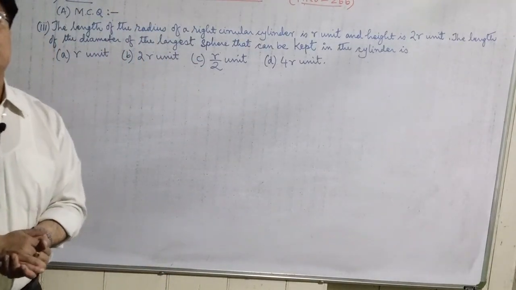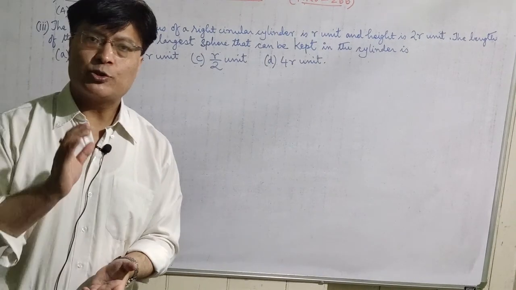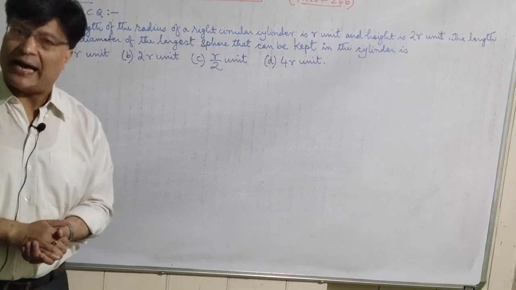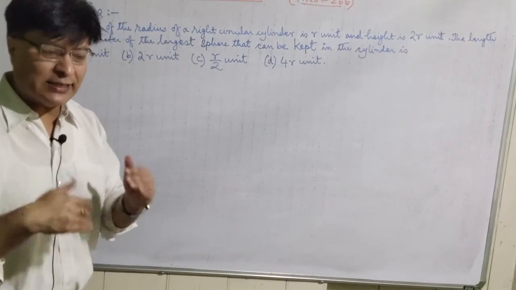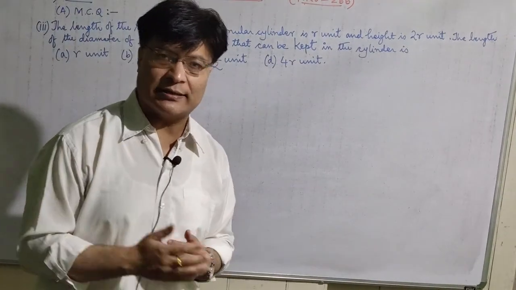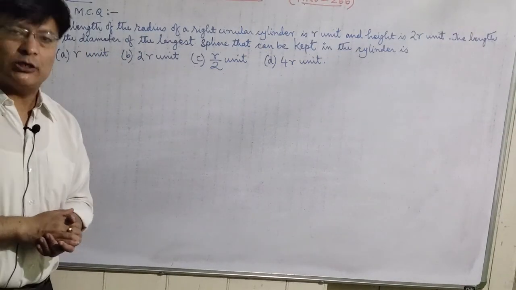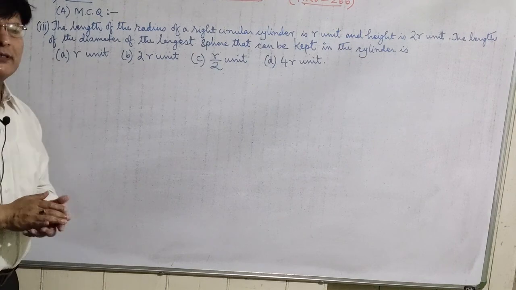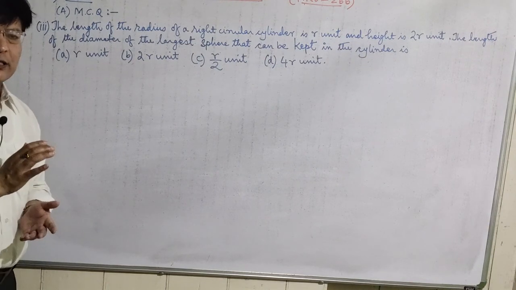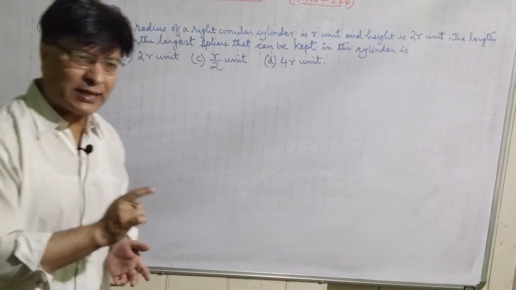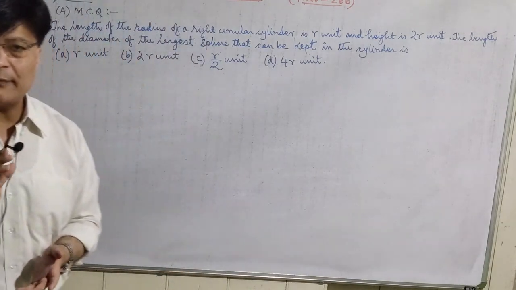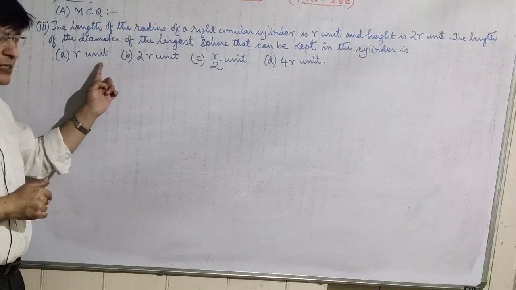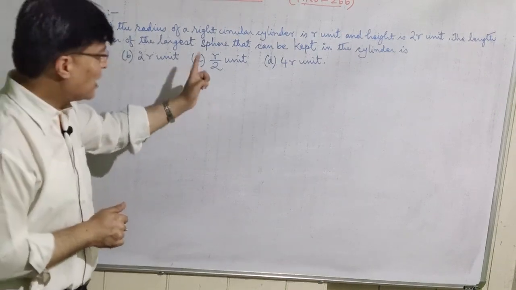So let us try to understand this question now. There is a cylinder whose base radius is r unit and its height is double of the radius of the cylinder, that is, the height is 2r unit. So in this case, the length of the diameter of the largest sphere that can be kept into that cylinder will be, is it r unit? Is it 2r unit? Is it r by 2 unit? Is it 4r unit?